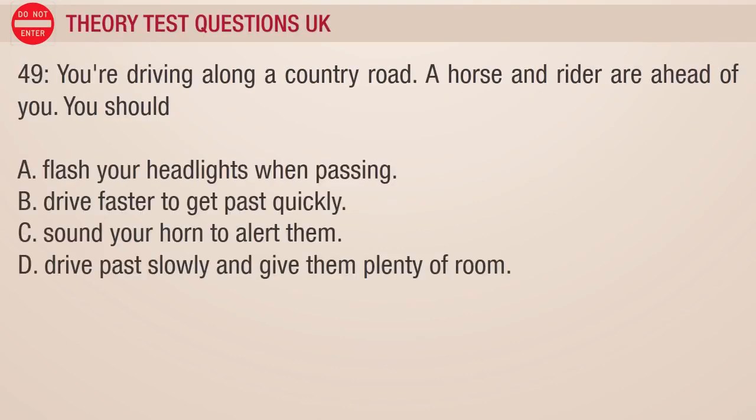Question 49. You're driving along a country road. A horse and rider are ahead of you. You should A. Flash your headlights when passing. B. Drive faster to get past quickly. C. Sound your horn to alert them. D. Drive past slowly and give them plenty of room.